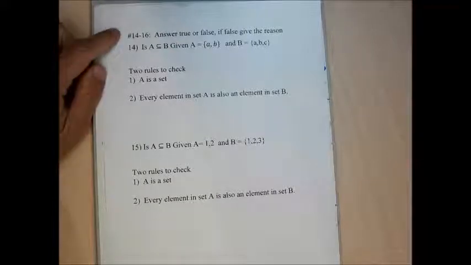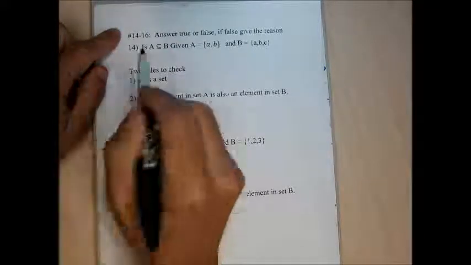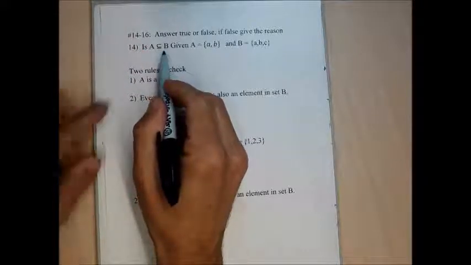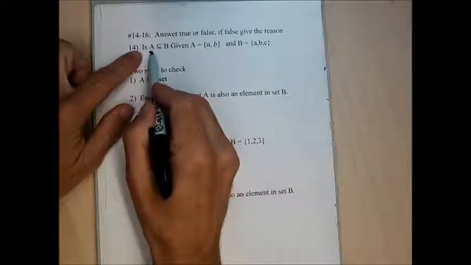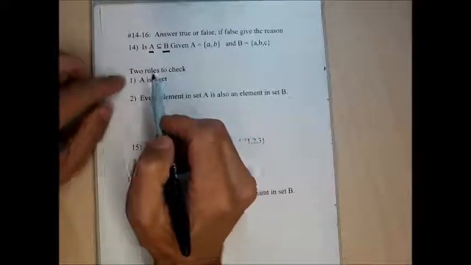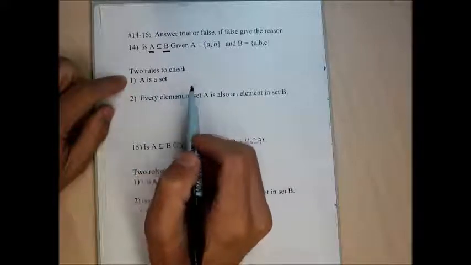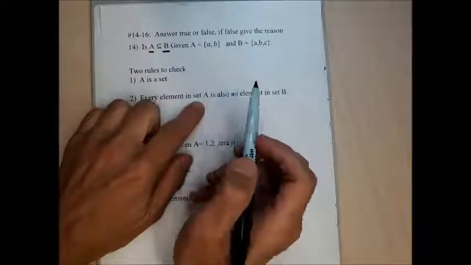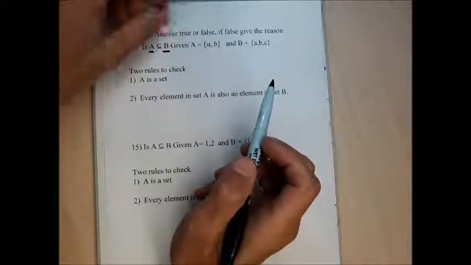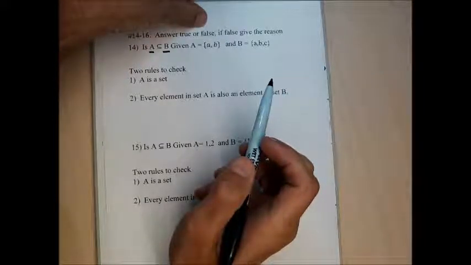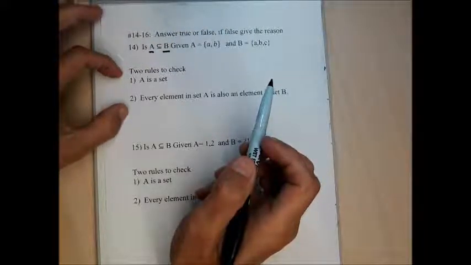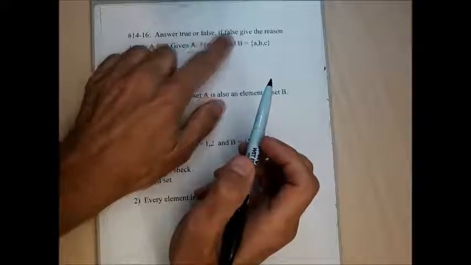So for 14 through 16, we're asked to find out if A is a subset of B, and not if A is a proper subset of B. In order for a set A to be a subset of B, there are just 2 rules to check. The first rule is A needs to be a set, and the second rule is every element of A also has to be an element of B. So my answer is either going to be true or false. If it satisfies both rules, I'll write true for my answer. If it breaks one of the rules, I'm going to write false, and I'm going to write the reason why it's false.